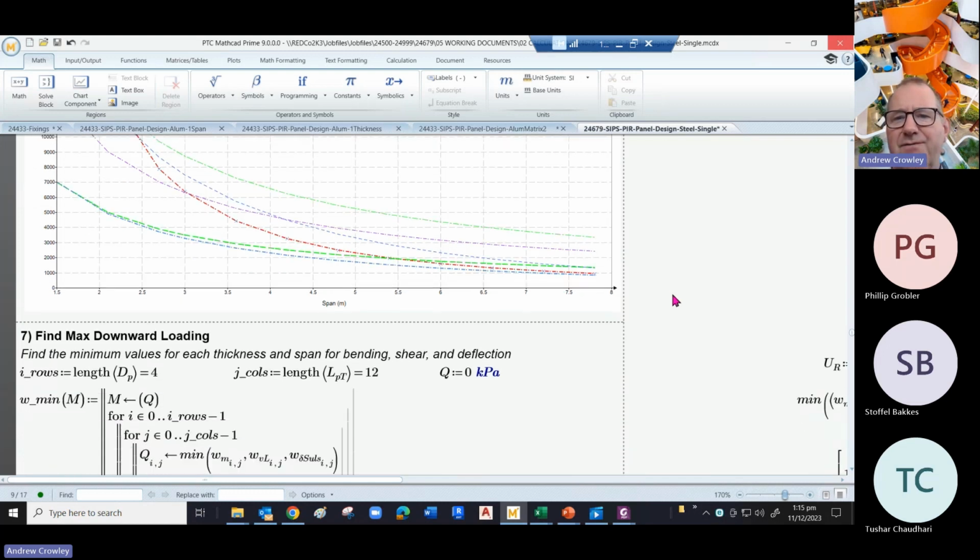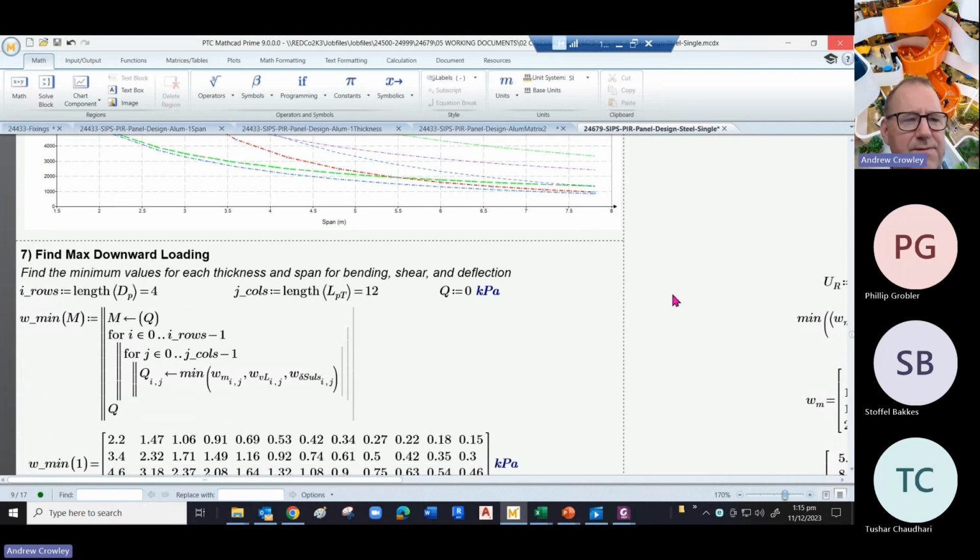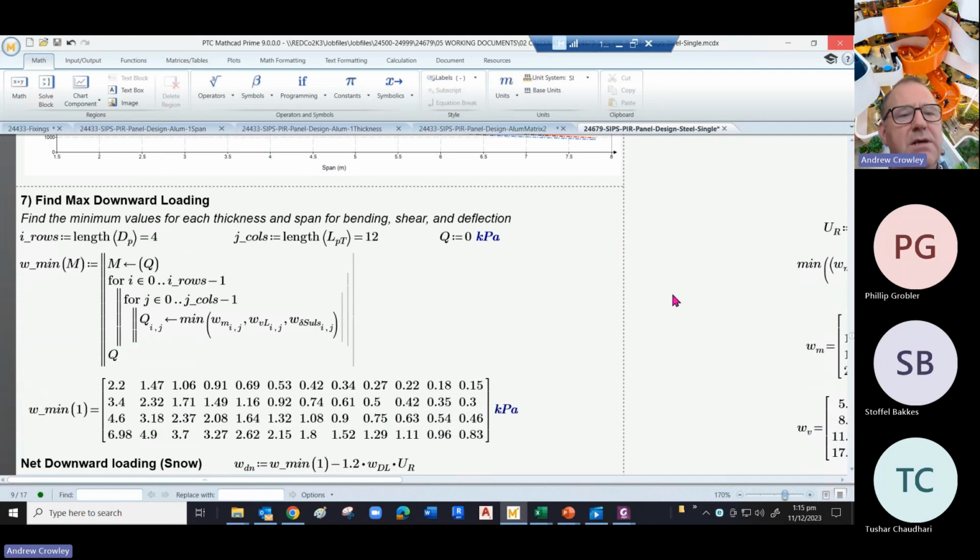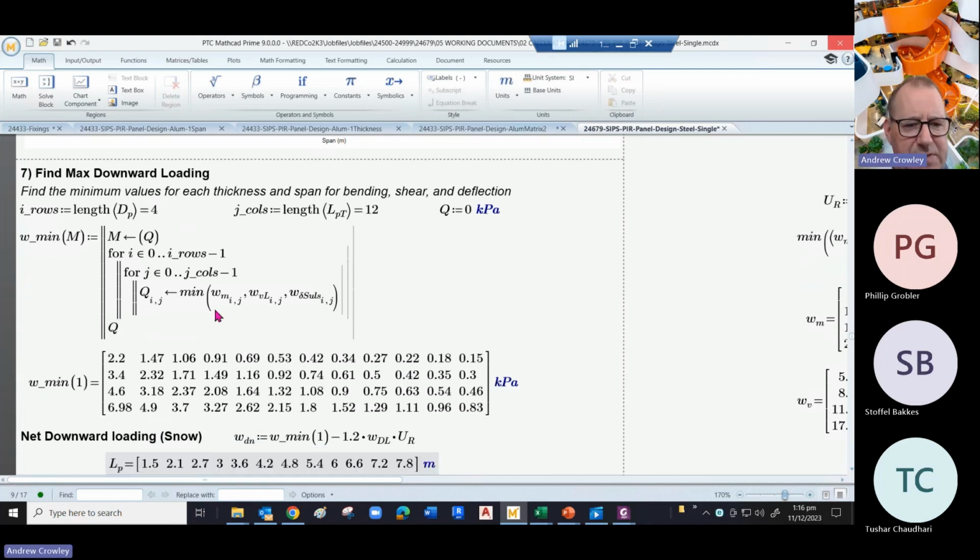What about finding the minimum? Now, unfortunately, you can't just use min as a function on a matrix because it will just pick out the minimum value and give you a single value. That's not what we want. We want the minimum value of each of the matrices at each point. So for each thickness and each span. So we want to end up with a similar matrix that we had before.